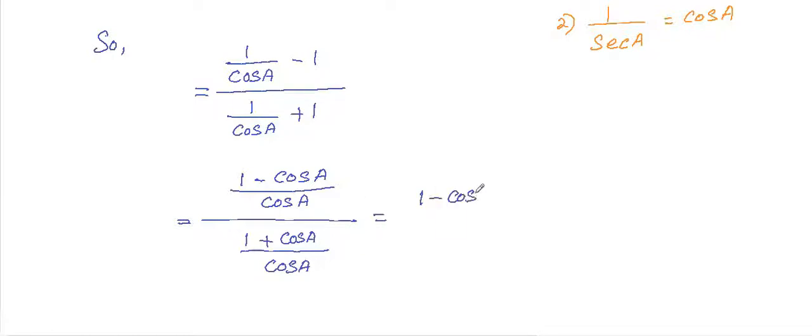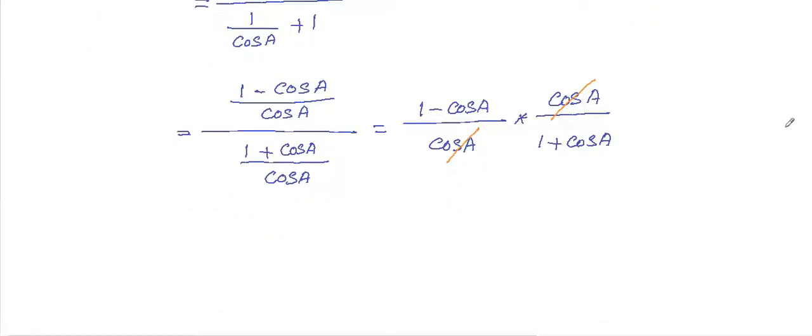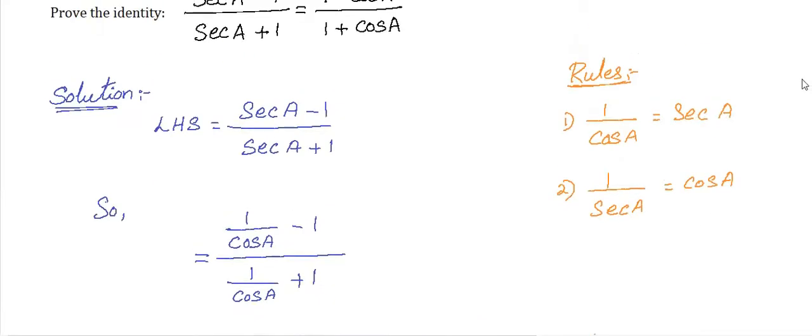Here we just need to divide fractions. So write down the first fraction as it is and take the reciprocal of the second fraction, which means just flip the second fraction. So here we can see that we have cos A and cos A in both the numerator and denominator, so we can cancel that out. So we can write it as (1 - cos A) divided by (1 + cos A), which is the right hand side of the given question.